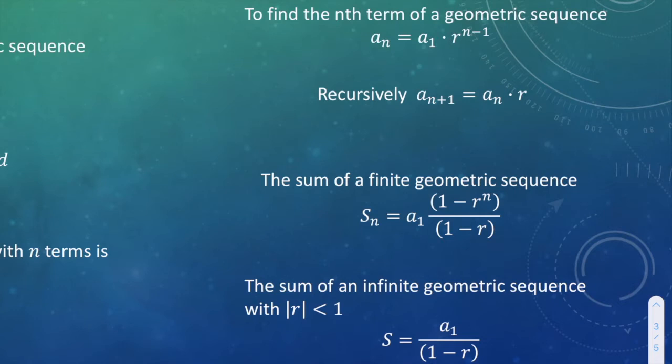Now that's finite. And then we also came up with the idea that we can take the sum of an infinite geometric sequence if the absolute value of our common ratio is something less than 1. And so that just is taking the finite geometric sequence and boiling it down to S is equal to simply a sub 1 divided by the difference of 1 minus the common ratio.